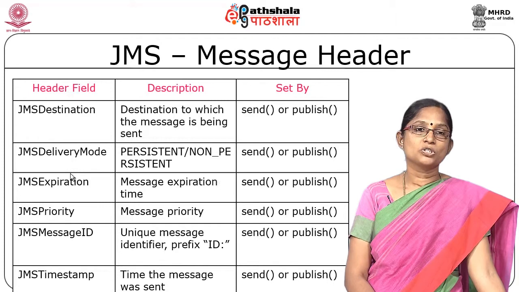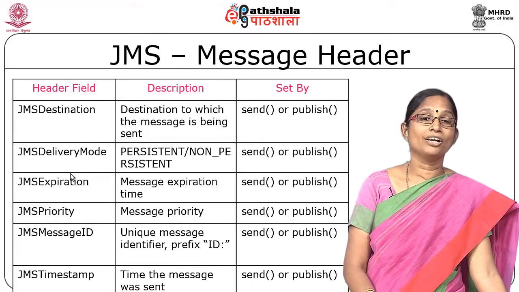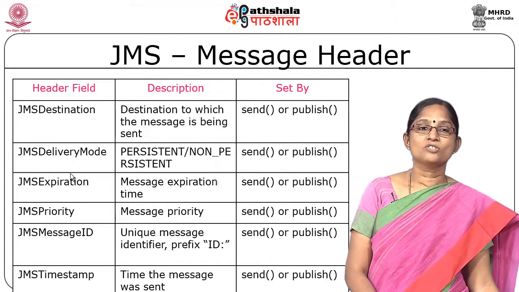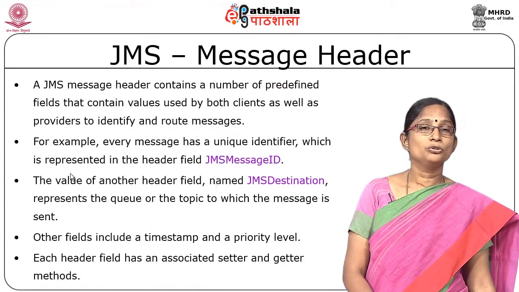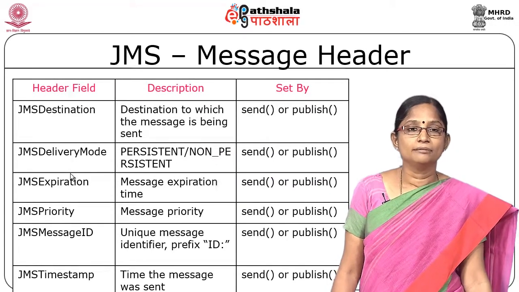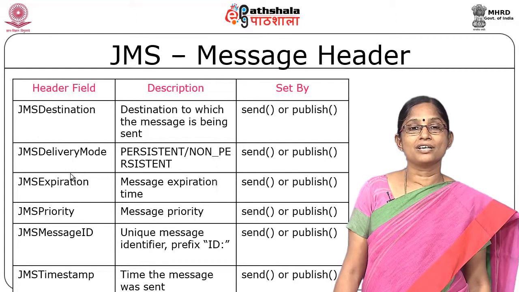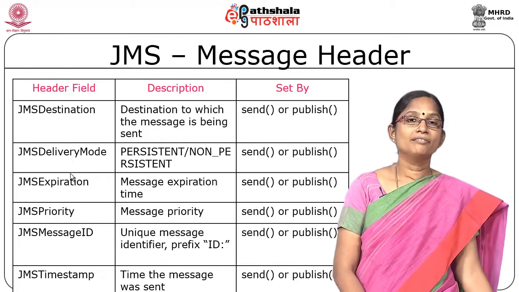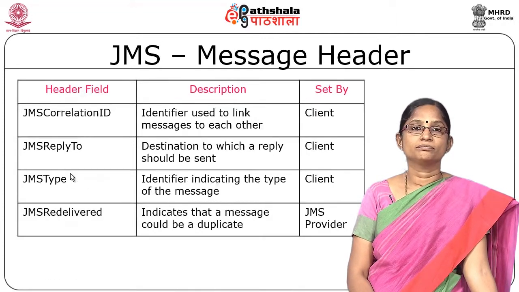Then JMS expiration, this gives the expiry time of a particular message. Then priority we can set using the JMS priority header field, whether a high priority message or a low priority message. Then JMS message ID, which I told you is a unique message identifier and should be prefixed by the term ID. Then JMS timestamp tells the exact time when the message was sent by the sender. All of these header fields can be set only by using the send method or publish method.